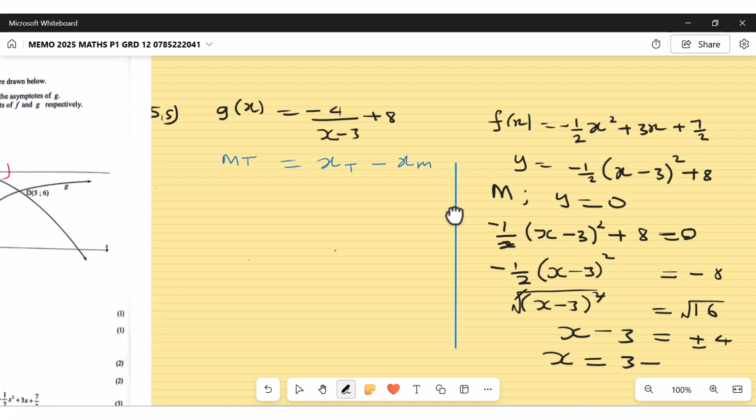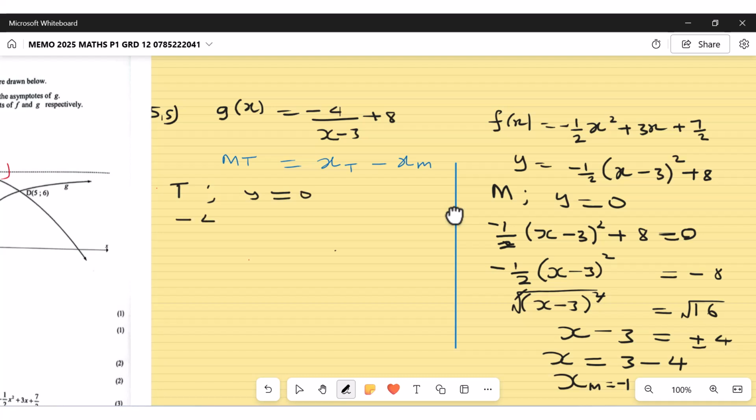Then in the same way, to get my x at T, the hyperbola equals 0, so I'm going to equate g of x equals 0. So at point T, I know y equals 0, so I'm going to say that in this case, negative 4 over 3 plus 8 should give me 0, because this is the x-intercept.